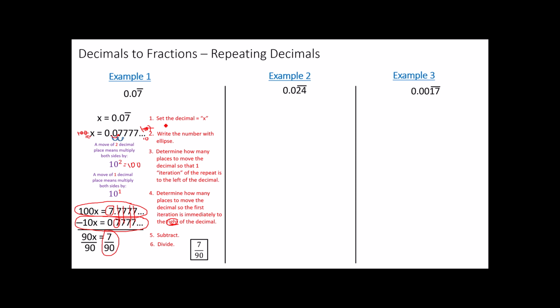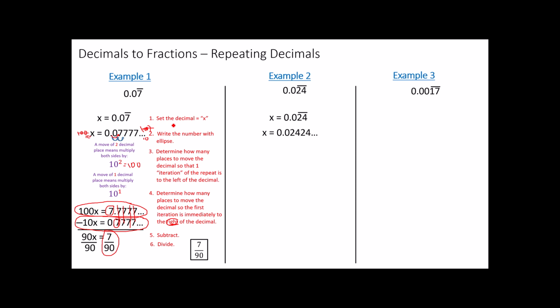Obviously, since you guys are watching this, I am not going to stop. I'm going to keep right on going. So feel free to turn it back on and listen once you've got yours worked out. As always, set the decimal equal to x. Write it in ellipse form.